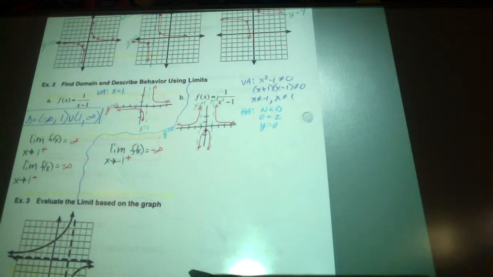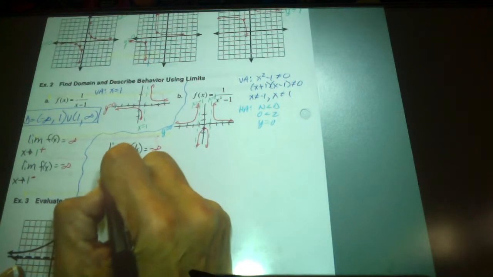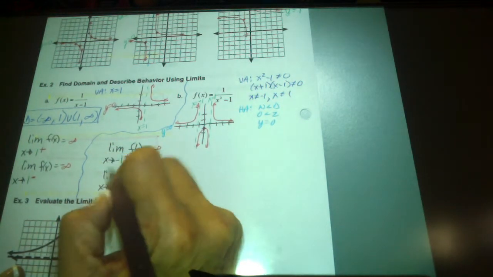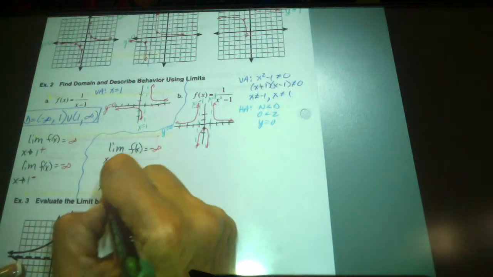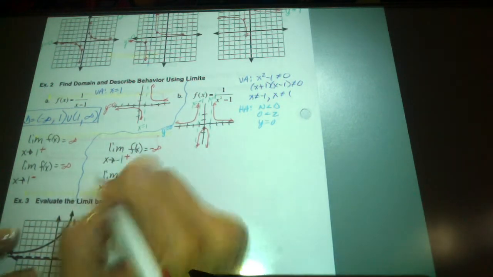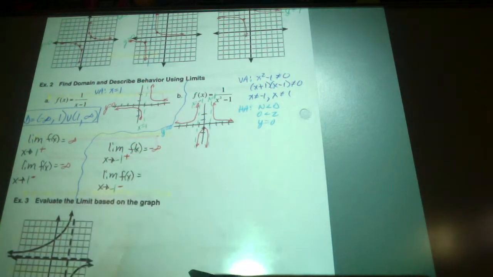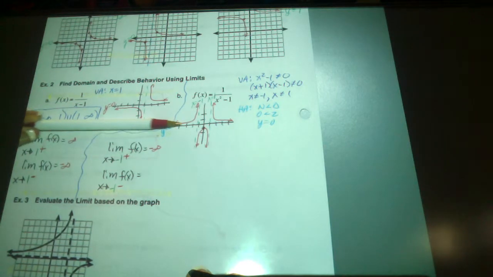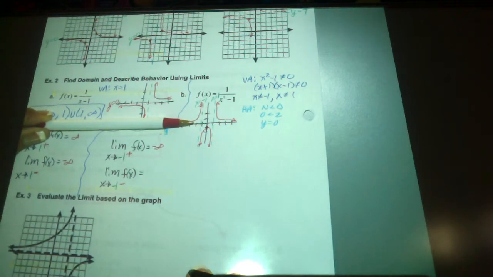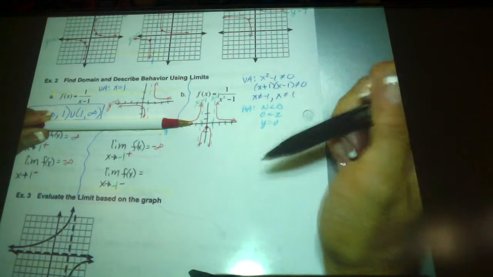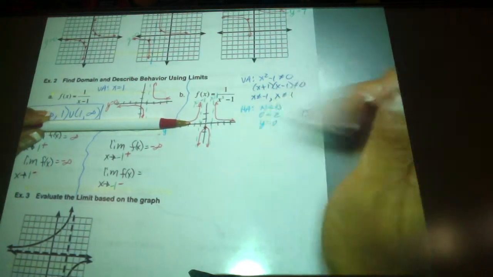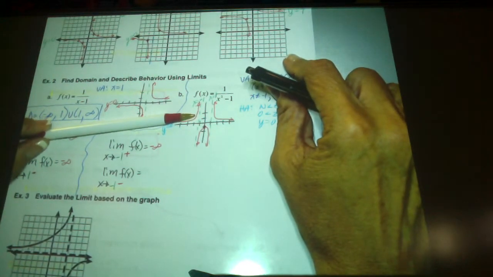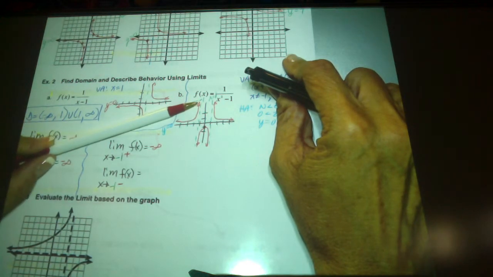Now I want to approach that same number but from the left. So the limit as x approaches negative 1, but this time from the left side of the function. Now I'm approaching negative 1 from the left. Am I on the swoop or the parabola? The swoop is on the left-hand side of that negative 1. So follow that swoop as you get closer to negative 1. What's the direction of the graph going? To positive infinity.